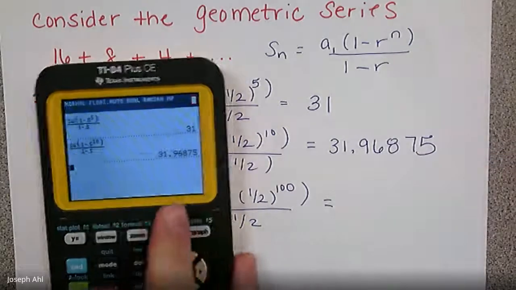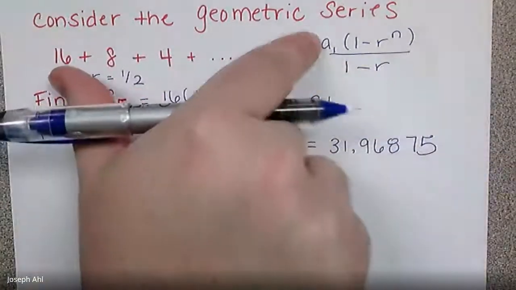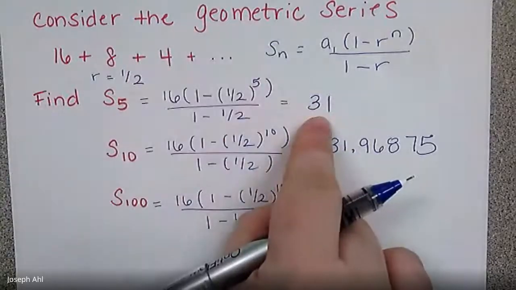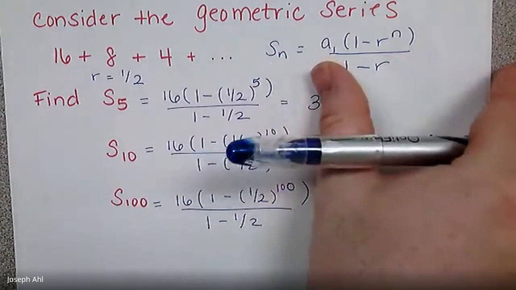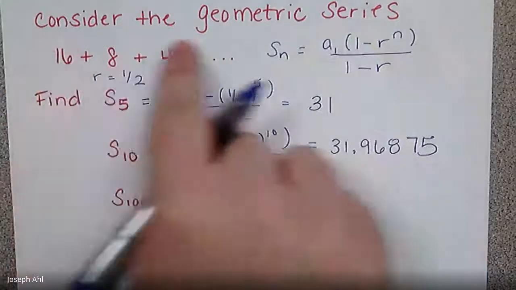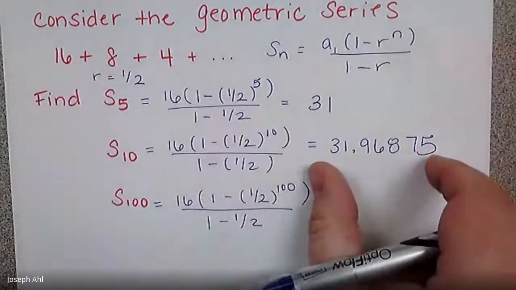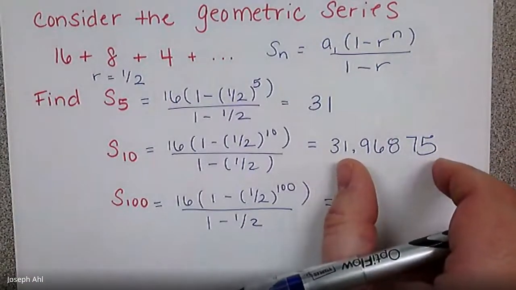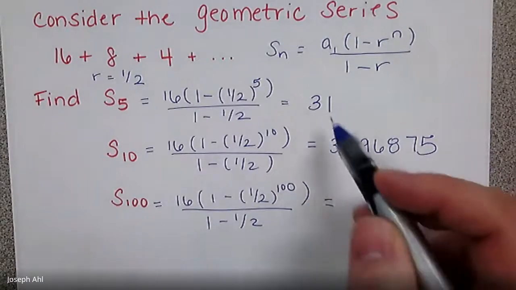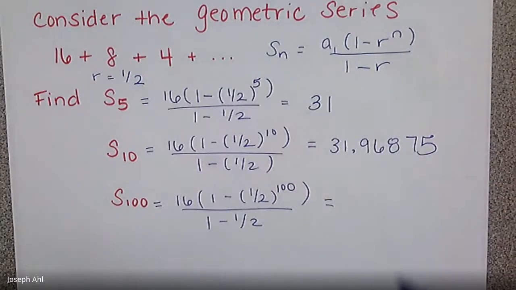So I want you to think about what happened. In S sub 5, we had 5 numbers in the list. We added them up and we got 31. Then I went on another 5 terms after that. So I added up 10 numbers in the list. And we got 31.96875, only a difference of less than 1 is what we added on.